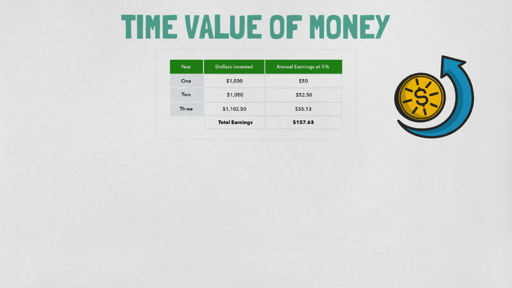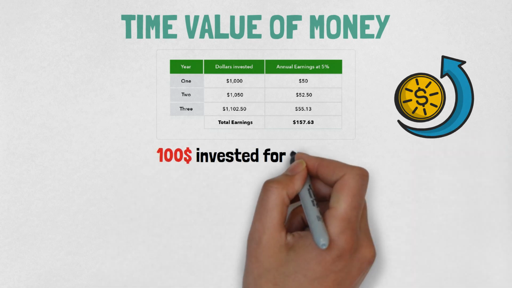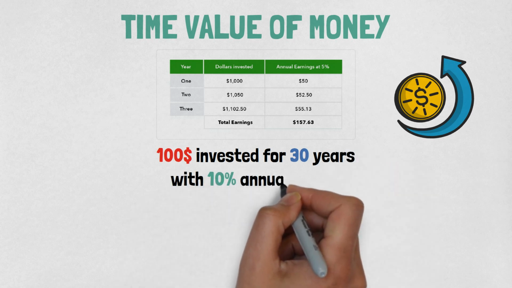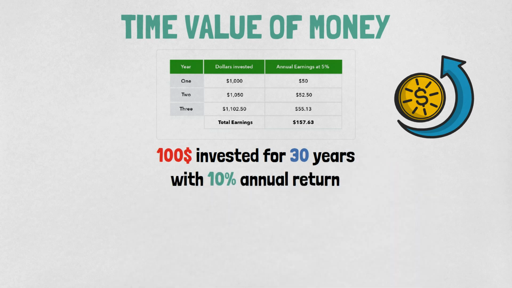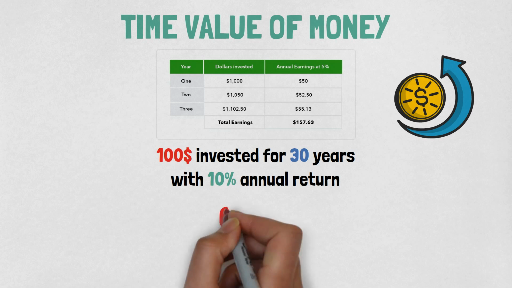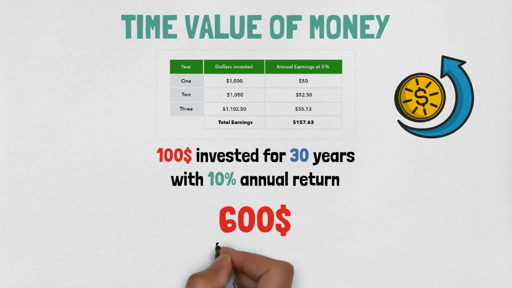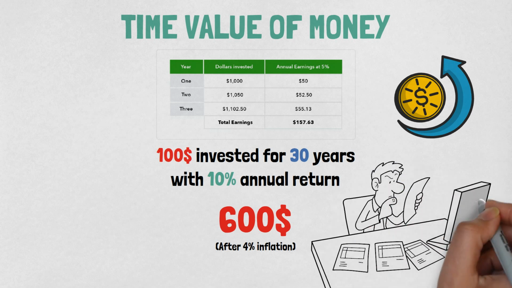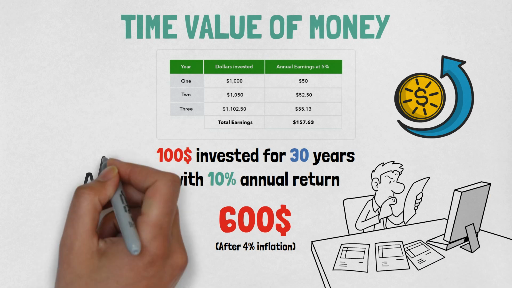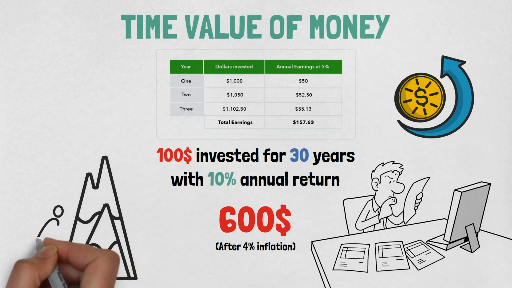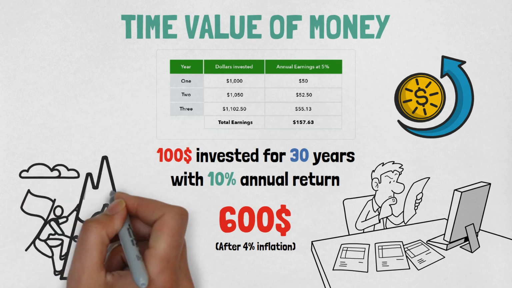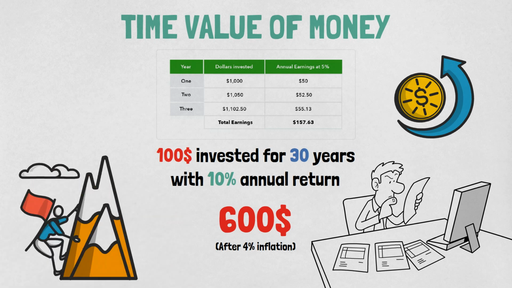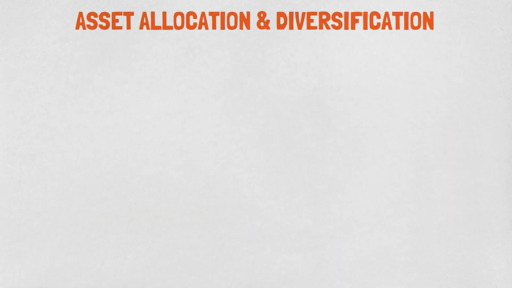For example, if you had invested $100 in the S&P 500 30 years ago with a 10% average annual return, it would be worth over $600 today, even after adjusting for a 4% inflation rate. Understanding this concept can help you make more informed decisions about spending and investing. By considering the potential growth of your money, you may be more inclined to avoid unnecessary purchases and prioritize long-term financial goals. Last on the list is asset allocation and diversification.